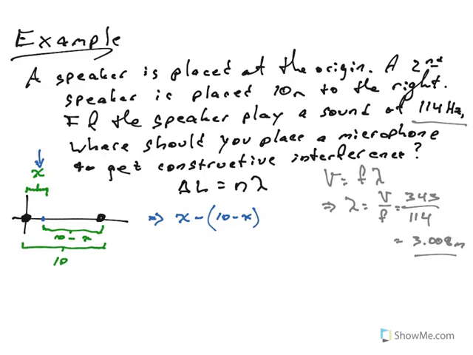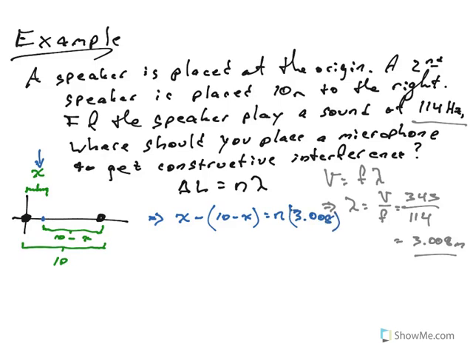So this is the path length difference. The sound coming from the left speaker goes a distance x. The sound from the right speaker goes a distance of 10 minus x. The difference between those, you just subtract them. What does that equal? That equals some n, where we just leave it as n for now, times whatever the wavelength is for this problem, which is 3.008.